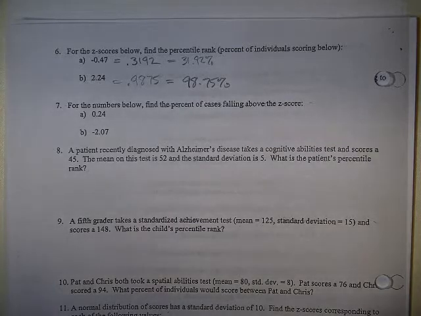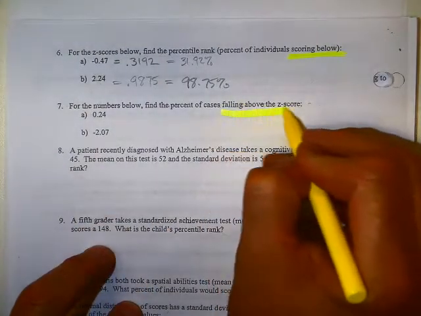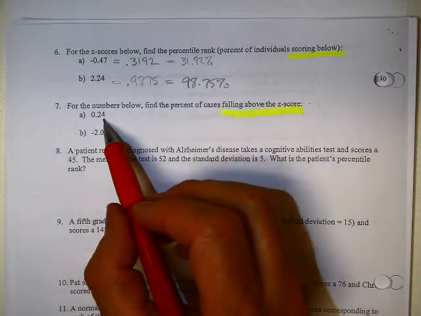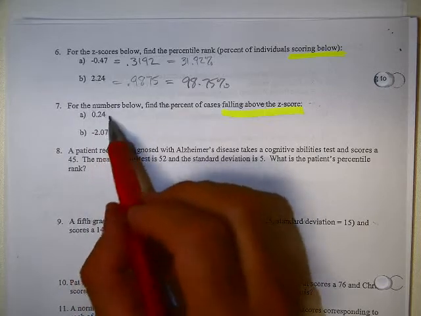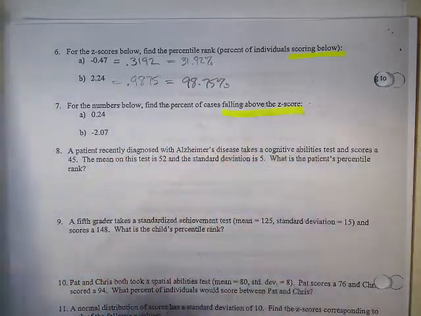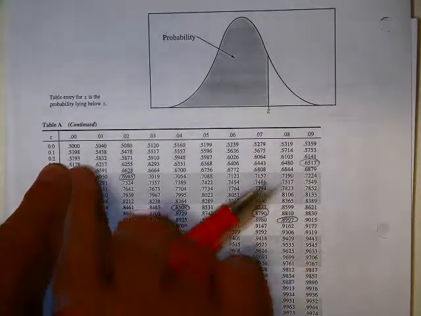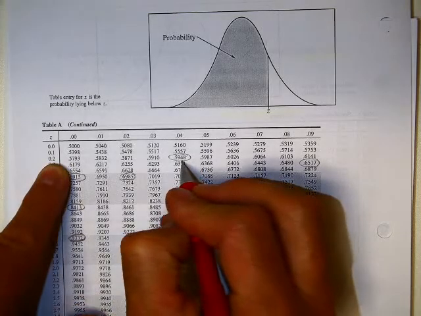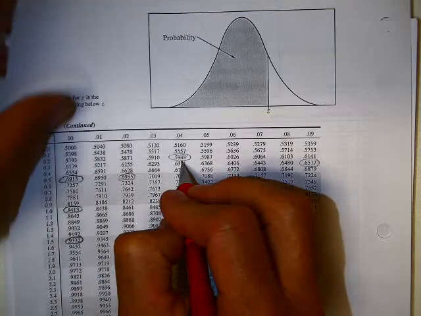Okay, now how did we get away with that so easy? It's asking us for scoring below. The next one is saying falling above. So I definitely have to take into account that the number on the table is always the below value. So I'm going to have an extra step here. I'm going to look for 0.24 on the table. About 59% falls below this z-score.